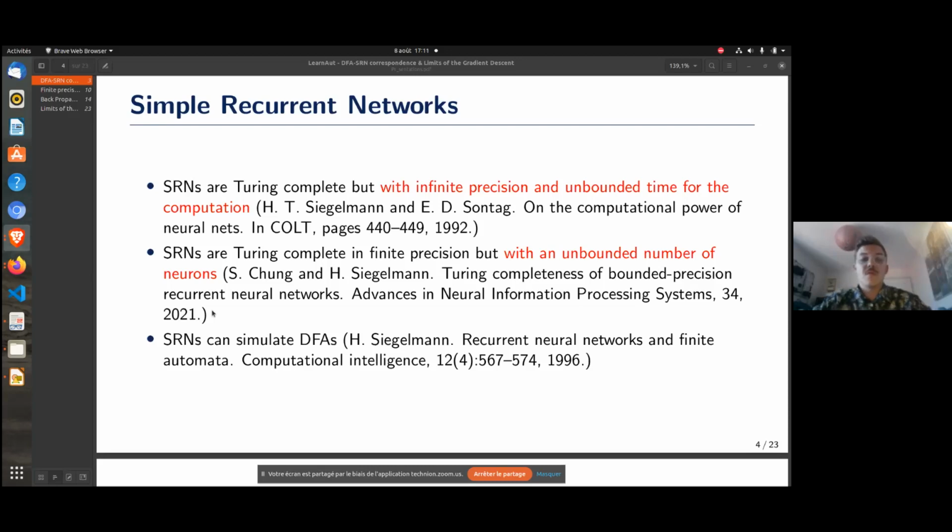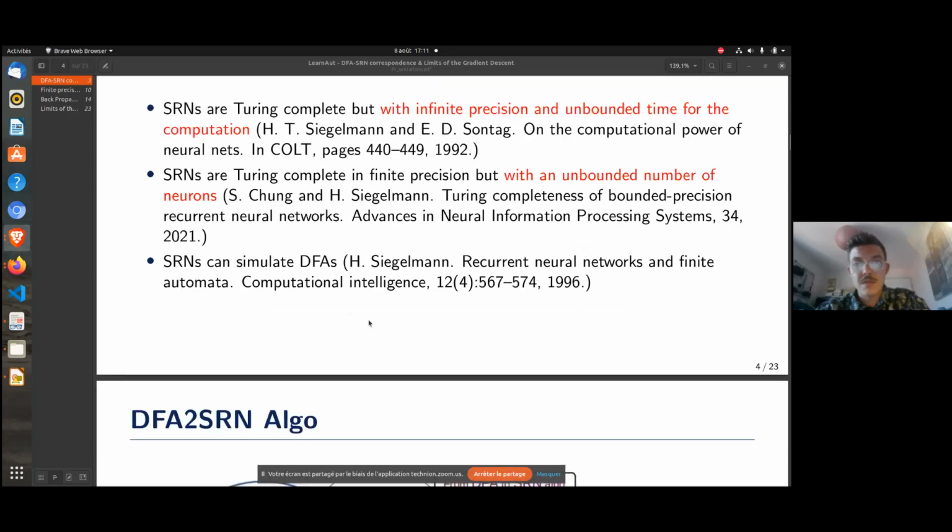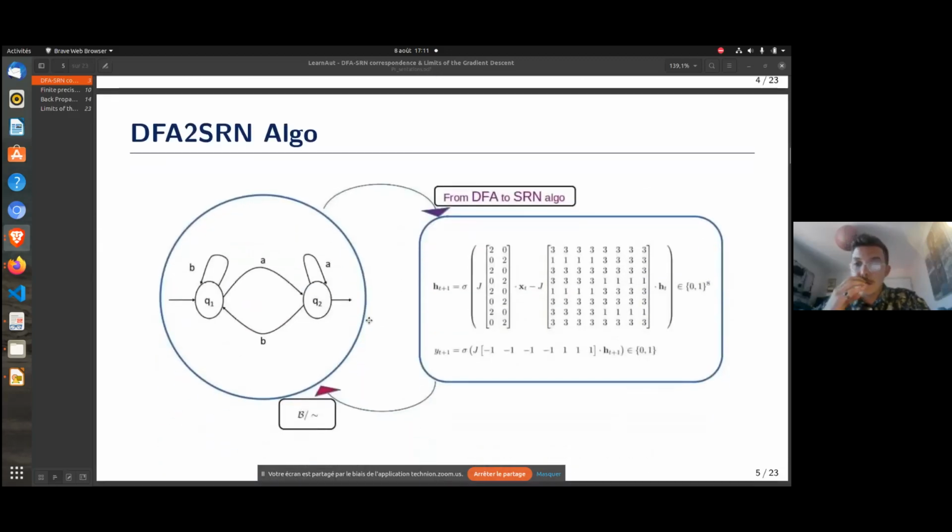One of the results that goes in this direction is the result by Siegelmann in 1996, which shows that for every DFA there exists an RNN, that is, a simple recurrent network, that can compute the same function. We proved the same result, but the difference is that Siegelmann showed it by existence, and we give a construction, so it's an algorithm.